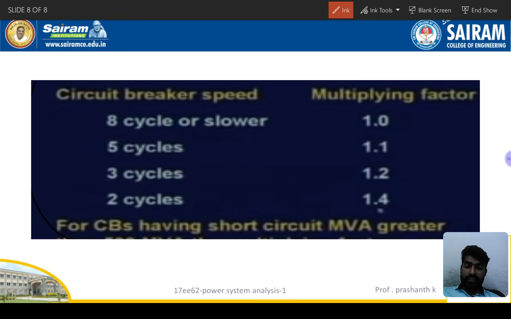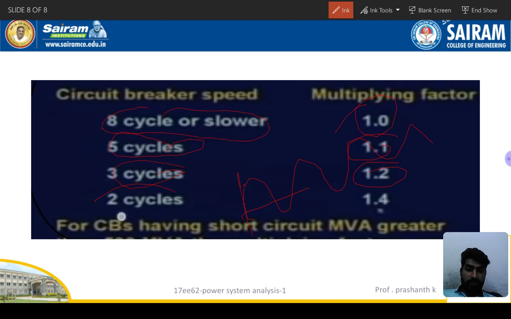Next, how exactly the circuit breaker is selected based on the multiplication factor. If it is an 8 cycle breaker, the multiplication factor is 1. If 3 cycles, the multiplication factor is 1.2. If it is a 5 cycle breaker, 1.1, and for 2 cycles, 1.4.